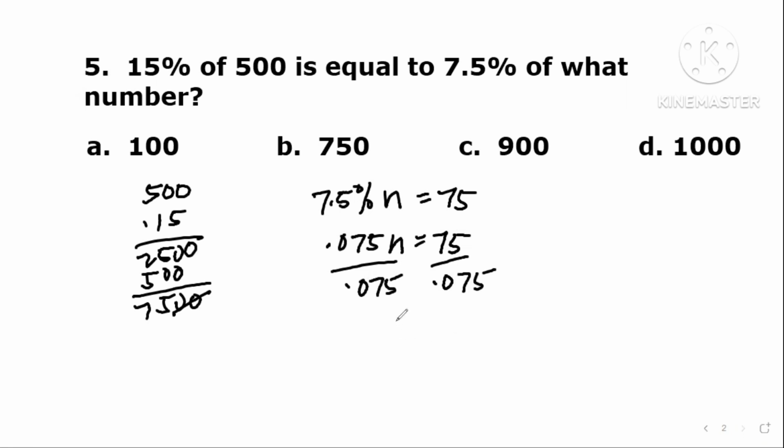0.075 N is equal to... when you divide that, it is equivalent to 1,000. Okay? So, the answer is letter D.